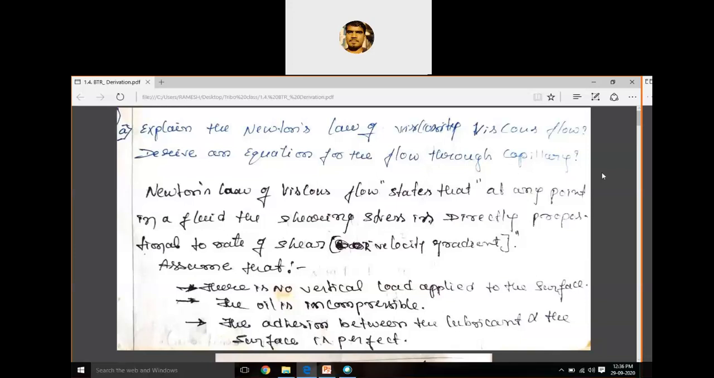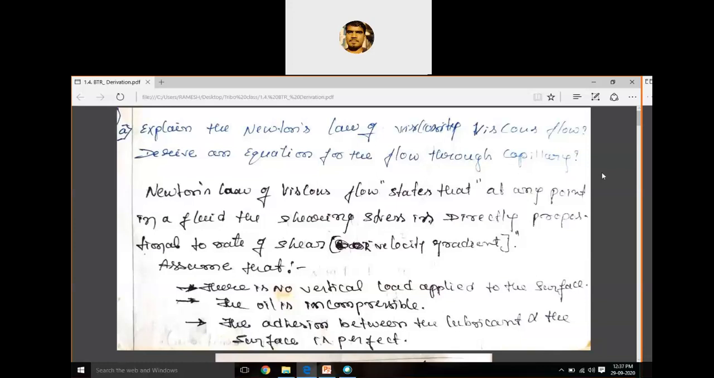Second, the oil is incompressible. The second important assumption is that oil is incompressible, meaning we cannot compress the oil. It is not compressing. Then only will it maintain the pressure. If it is compressible, it won't maintain the pressure. That's why it is incompressible.